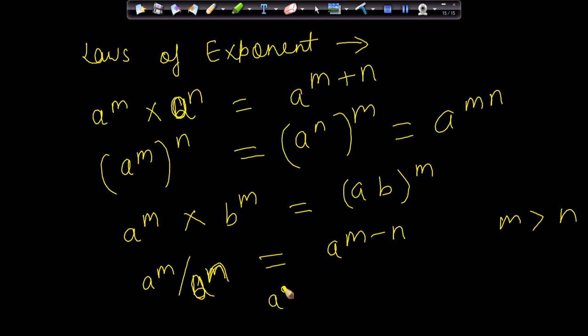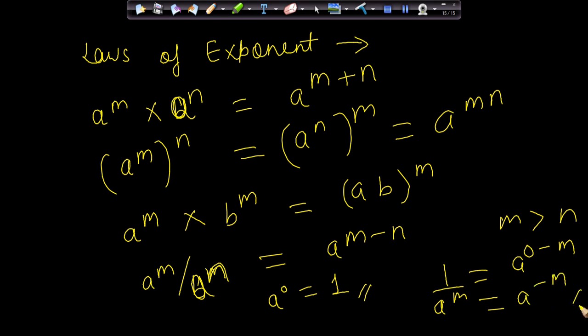What is a to the power 0? This is 1. The power 0 of any number is 1. And if I write 1 by a to the power m, then this will be what? a to the power 0, right, which is 1. So 0 minus m, or what is this? a to the power minus m. Correct.